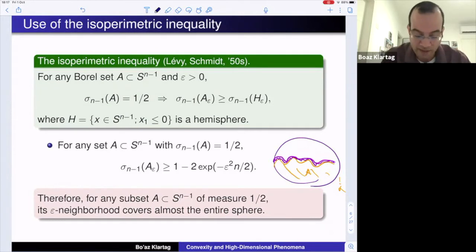And this is indeed true, this is one inequality. We know that for any set of measure 1/2 on the sphere, the measure of its epsilon enlargement is at least what you get for the hemisphere. But we just said that for the hemisphere, you get something very close to 1. So you conclude that whenever you have a set A whose measure is 1/2, its epsilon enlargement has measure at least 1 minus something tiny. It's really, really close to 1. The epsilon neighborhood of any subset of measure 1/2 on the sphere covers almost the entire sphere in the sense of measure.